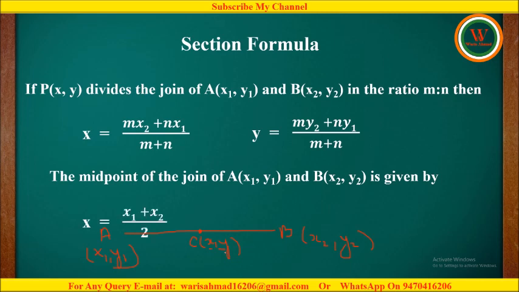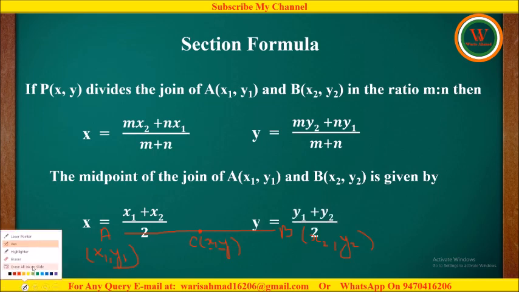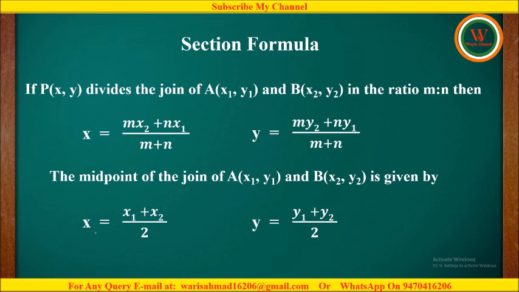So let us see. We can use the formula x equals x1 plus x2 upon 2, while y equals y1 plus y2 divided by 2. This formula we can use to find the coordinate of the midpoint joining A and B.